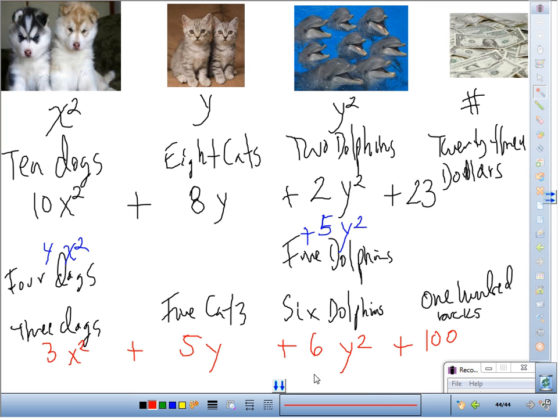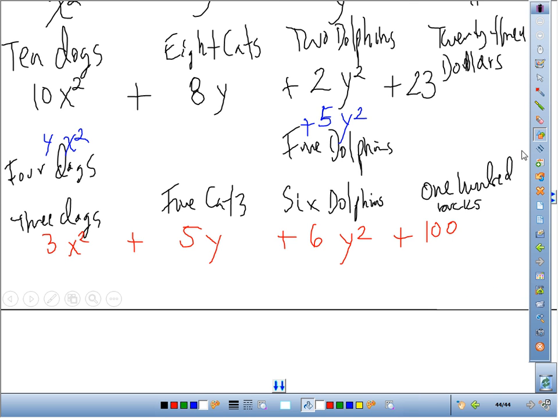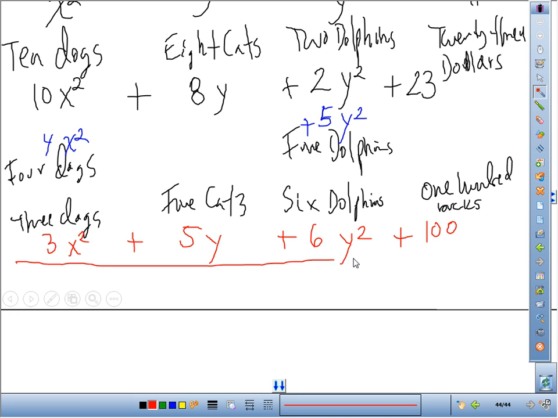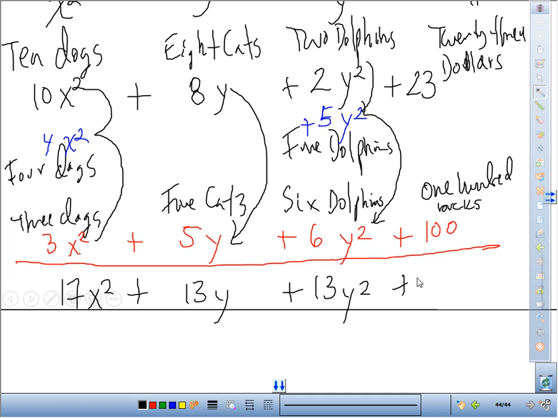Okay, now check this out. Then I'm going to say, okay, give me a total of what came in already. Let me draw a line right here. Give me a total using the symbols. So I got 10 plus 4 plus 3. How many? 17x squared, plus 8 plus 5. That is 13y, plus, this plus this plus this. What is that? 13y squared plus 123.